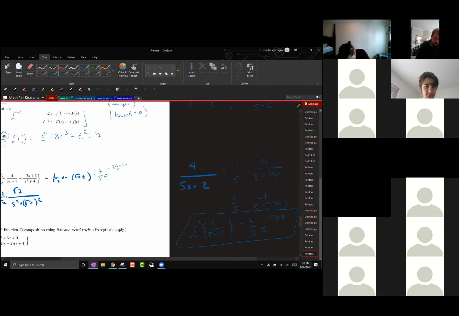Folks, I want to do some more practice on these. I'm going to challenge you to try to get the last two. The last two are going to come out to be minus 2 cosine 2t plus 3 sine 2t. That's how you can break these last two up. And if I get a chance, I'll come back to this at the end of class and show you how to do that. But I want to make sure I get to this final example.